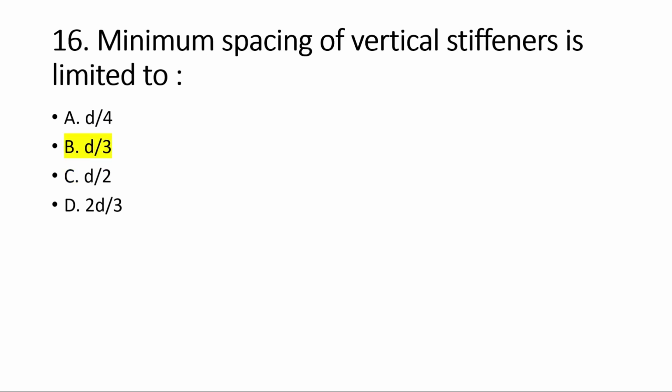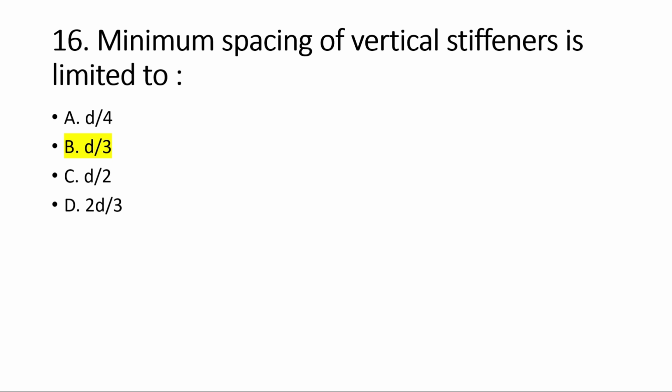Minimum spacing of vertical stiffeners is limited to, as we all know that the vertical stiffeners are provided at the spacing of 0.33 d to 1.5 d, where d is the distance between the flanges, ignoring fillets. Okay, and if the horizontal stiffeners are provided, then d is the maximum clear depth of the web. Okay, so spacing can be reduced near the supports where shear force is large compared to the center of the girder. So here option B is correct.